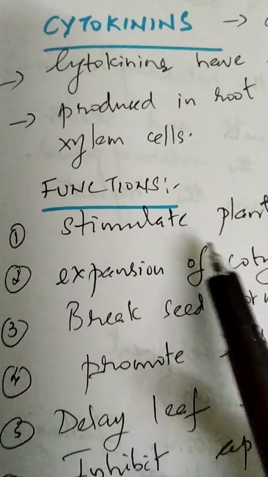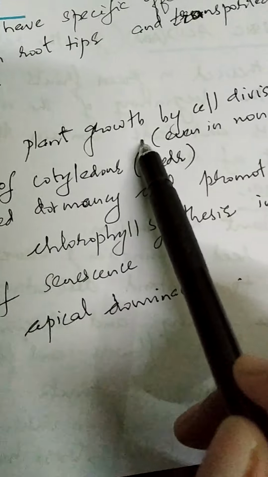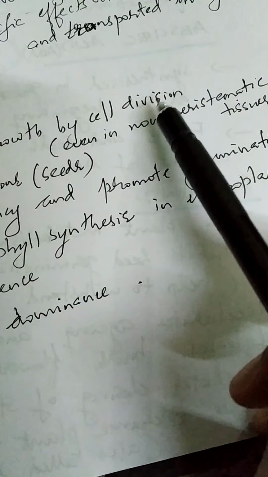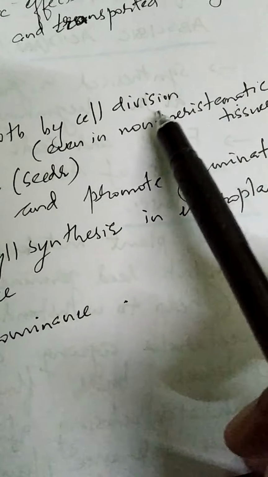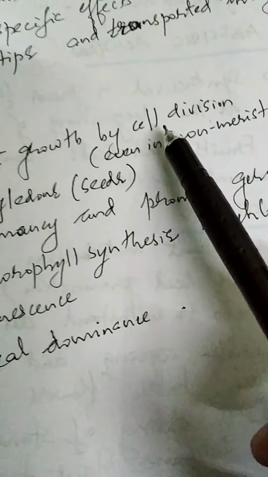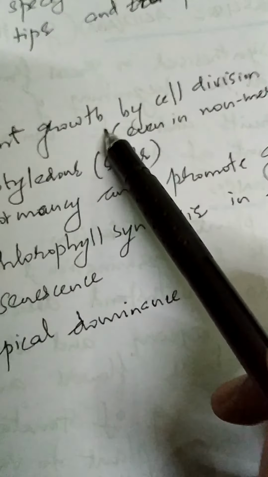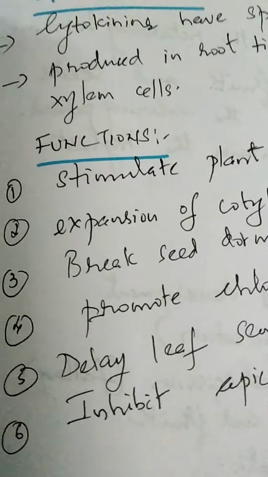Now moving on to the functions of cytokinins. The first function is stimulate plant growth by cell division. And even in the non-meristematic tissues, that means the tissues which are not formed of actively dividing cells, in that region also the cytokinins have their influence, that is they increase the cell division.